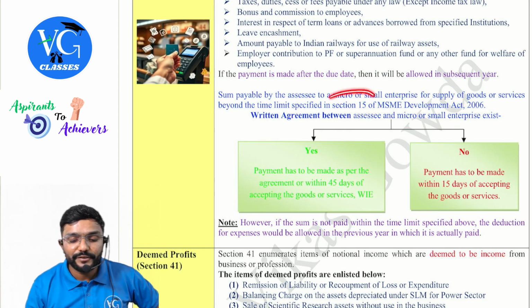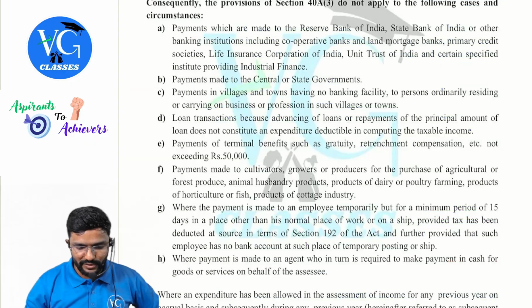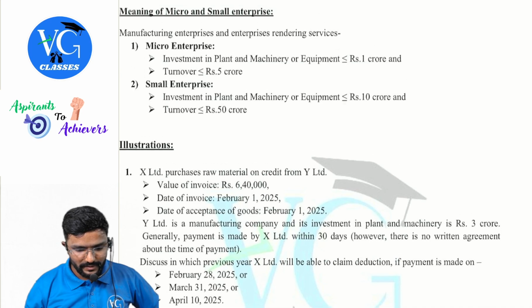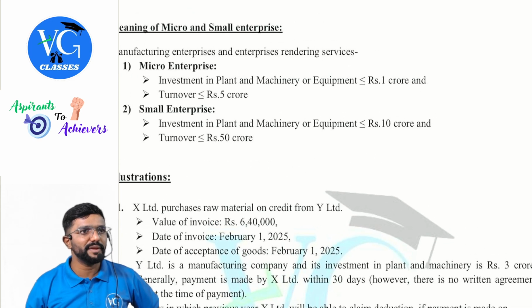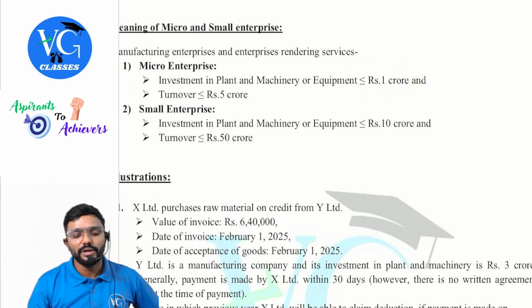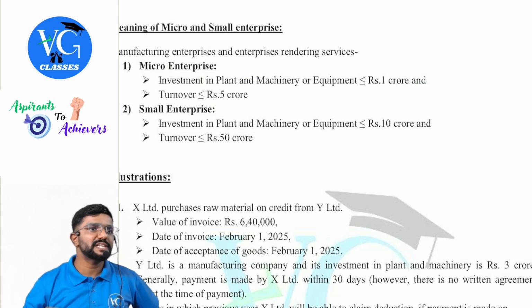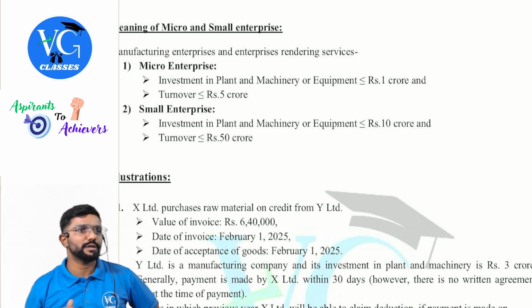No. Even this Section 15 is not of the Income Tax Act. Please be careful. I will just show you what is micro and small. You can see, this is for 43B purpose. What is a micro enterprise? Whose investment in plant and machinery is less than or equal to 1 crore and turnover is less than or equal to 5 crore. Both have to be satisfied. Even if one is crossing, then they are not considered as micro.